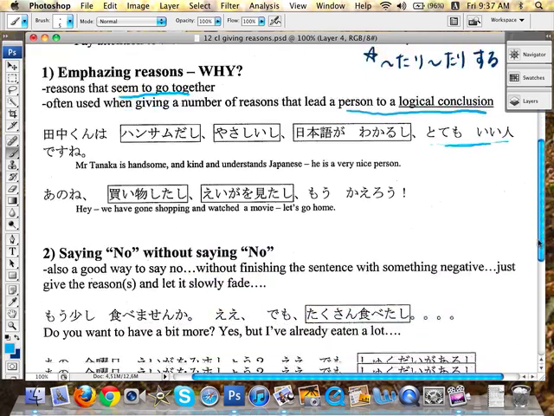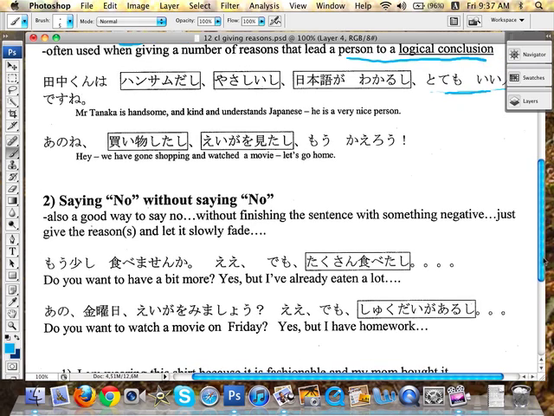The other reason we use shi is very cultural in that it allows you to say no without actually saying no. It's another way to refuse. It's a more sophisticated way to refuse. And because the reasons that you give come together to a logical conclusion, you don't even have to say your refusal, but it is implied.